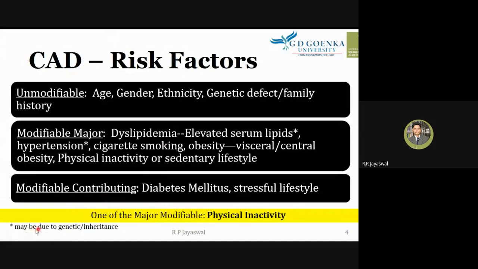This may be due to genetic inheritance. Here we have put a star. The star indicates that elevated serum lipids may be inherited. Hypertension may be an inherited factor, right?